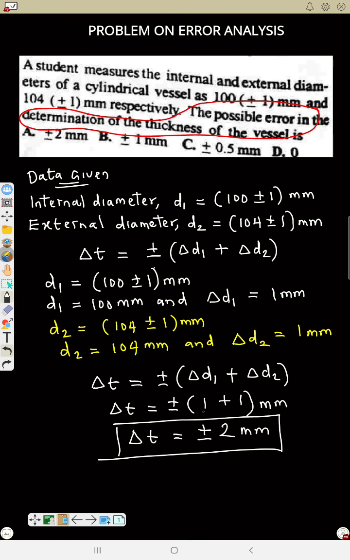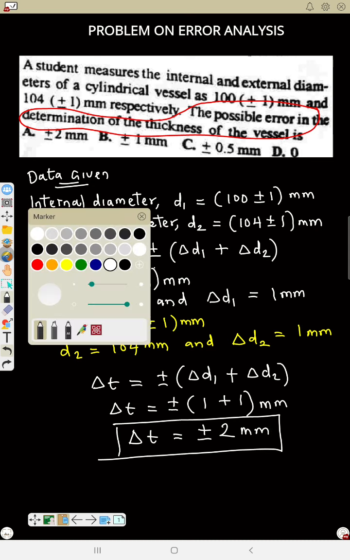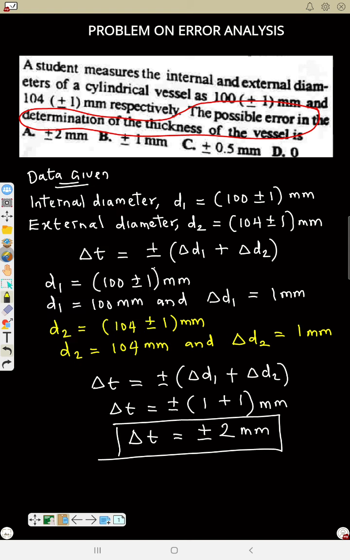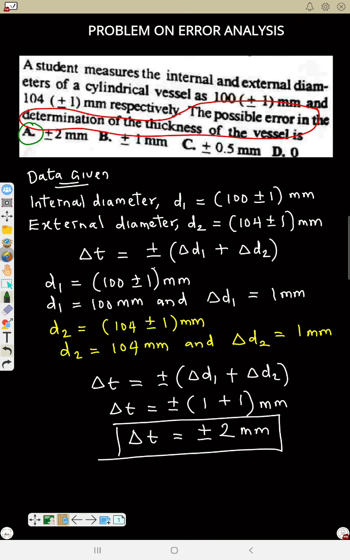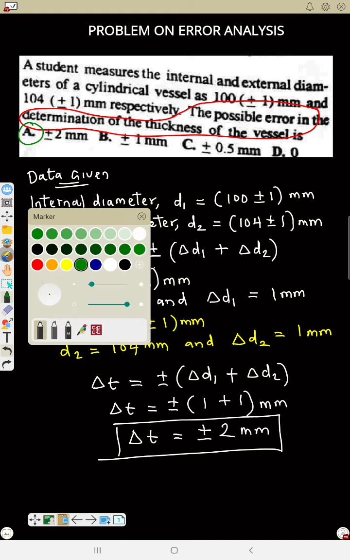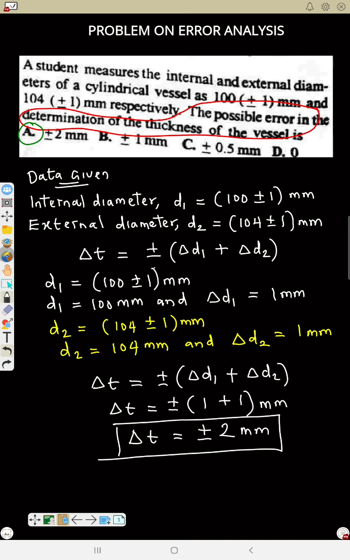So that means the T, absolute and possible error in the determination of the thickness, is plus or minus 2 millimeter, or absolute error in the thickness. But what is the real thickness? Here we know the answer already. The answer is A. The answer here is A. But what is the thickness of this vessel?